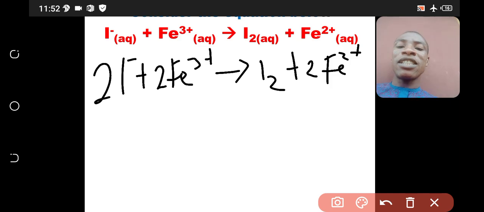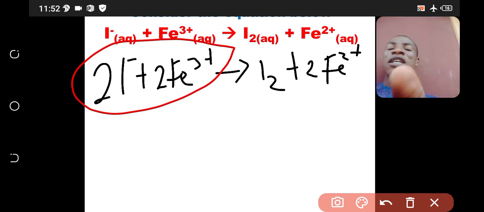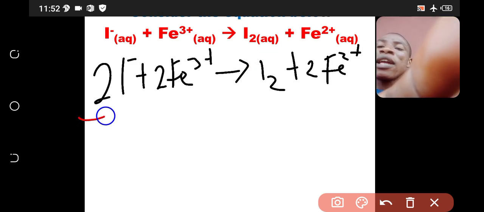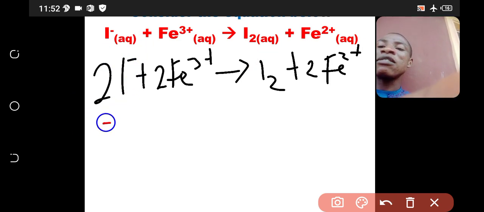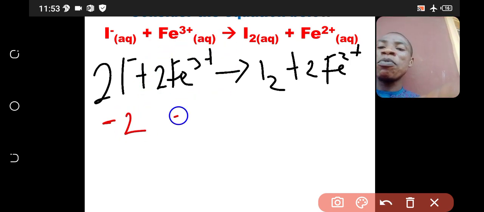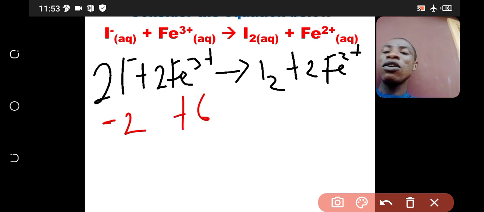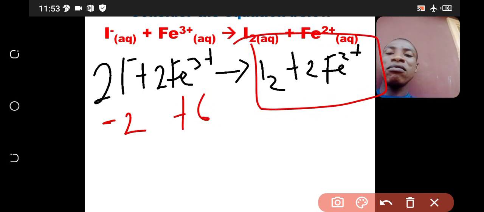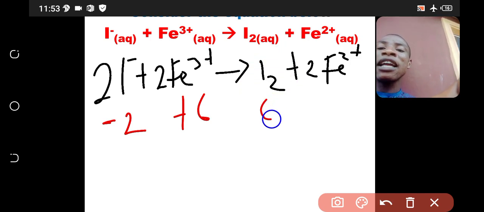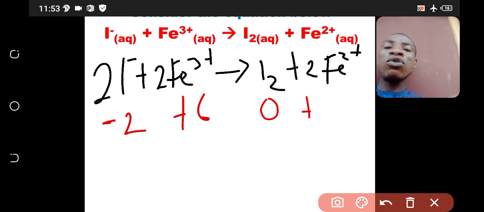Then come and check charges. How do you know if charges are balanced? All the charges on the reactant side must be the same as the charges on the product side. So let's see. Here we have minus 2 because 2 times minus 1 is minus 2. Here we have plus 6 because 2 times plus 3 is plus 6. Then come to the product side. Here we have 0 because there's no charge on the I, and here we have 2 times plus 2, that's plus 4.